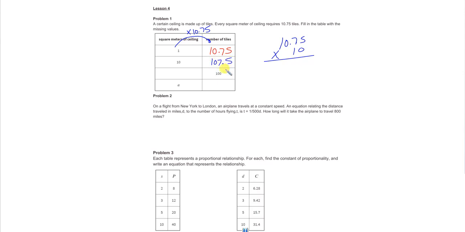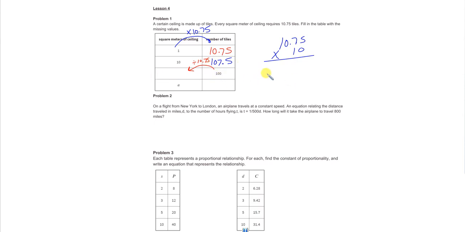107.5, right? And then on the third one that we have to fill in, we're going in a reverse direction. We're coming backwards for this one. So we don't multiply by 10.75. If we knew 10.75's fraction, we could use the reciprocal. But if it's in a weird decimal form like this, we have the option of just inverting the operation and just dividing by 10.75 to come back the other way.